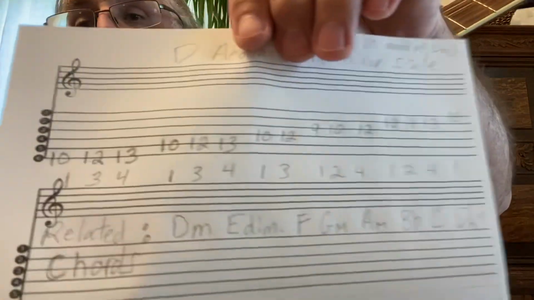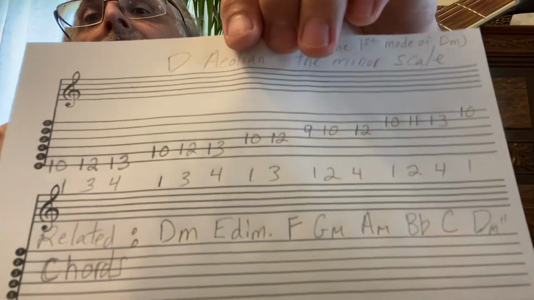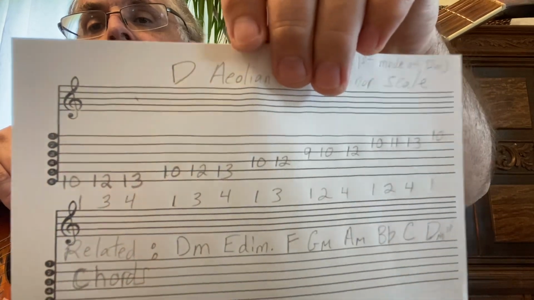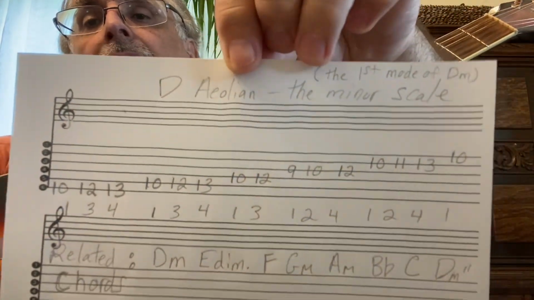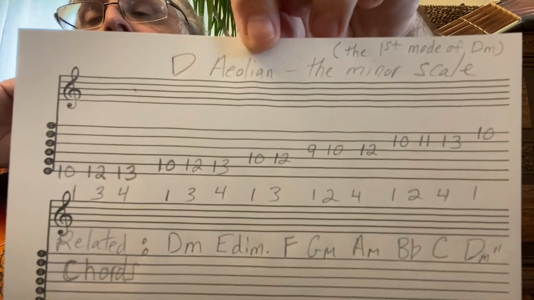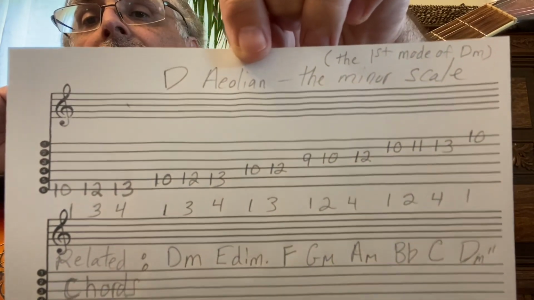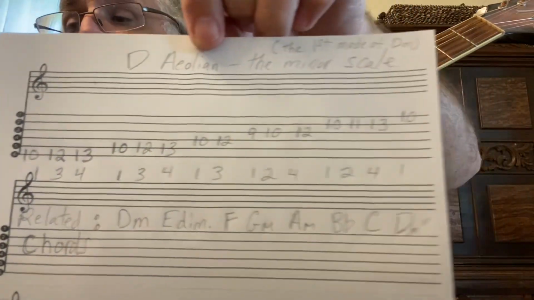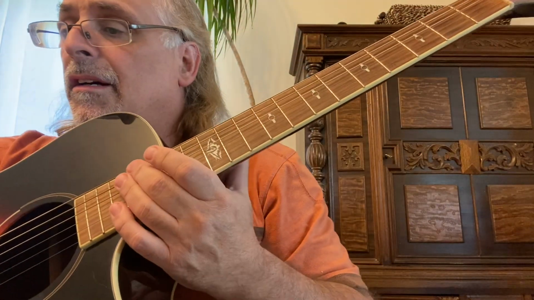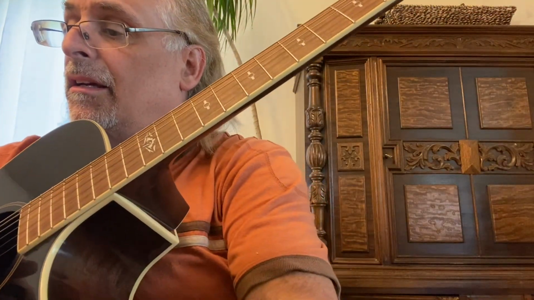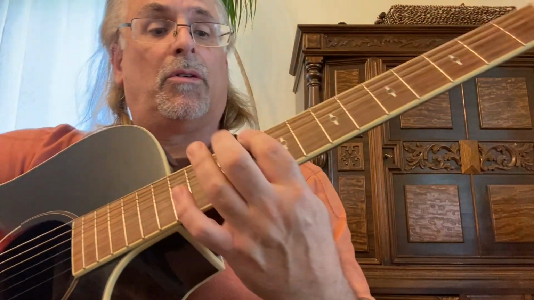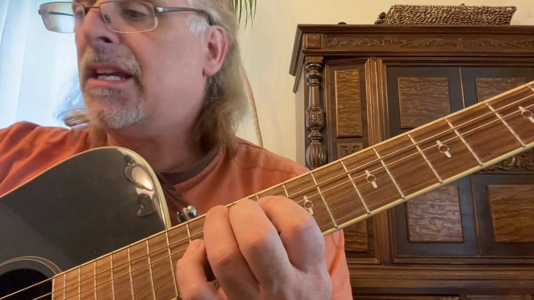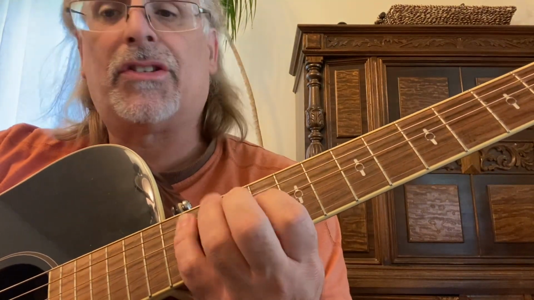Okay, here's the scale there on paper. Very important scale. The most important minor mode is D Aeolian. It's the most important minor scale. This mode is the same thing. There's some related chords. What that means is that if we're playing a scale of D minor, okay? So the notes would be D, E, F, G, A, B flat, C, D.